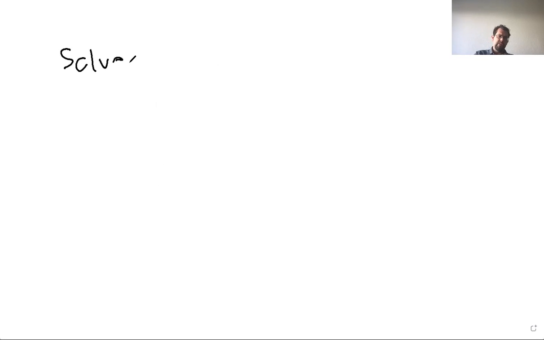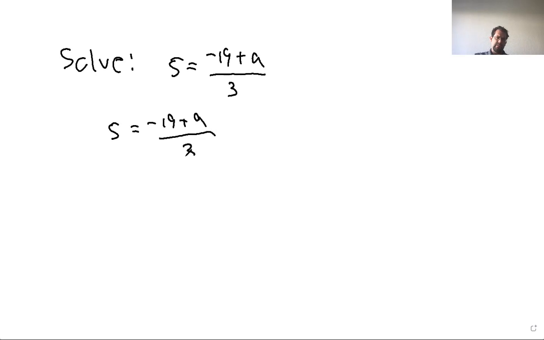We can do a couple more here. Let's see here. 5 is equal to -19 plus a over 3. The first thing we're going to get rid of is this 3 down here through multiplication. We're going to multiply both sides by 3, which goes to 15 on the left side, and the 3 on the right side gets canceled out and just leaves the -19 plus the a.